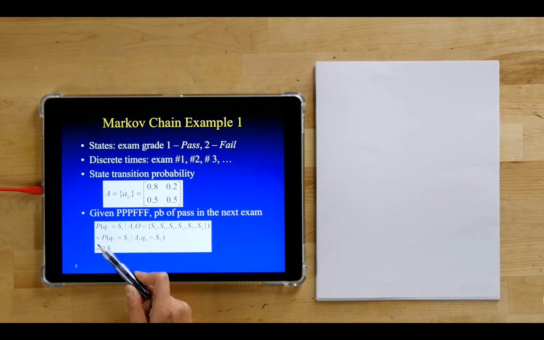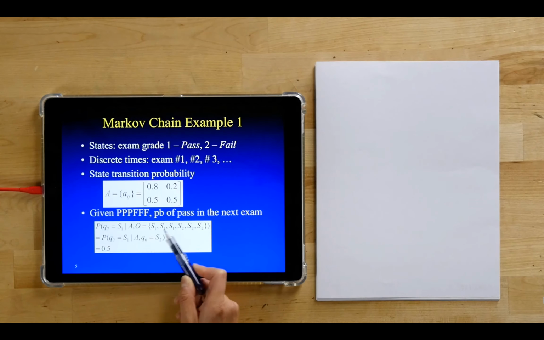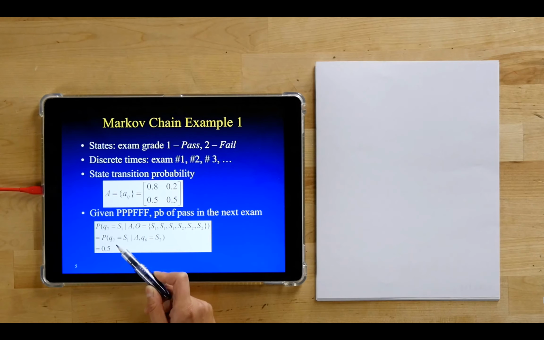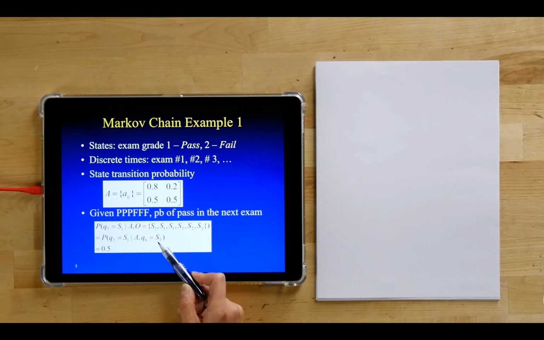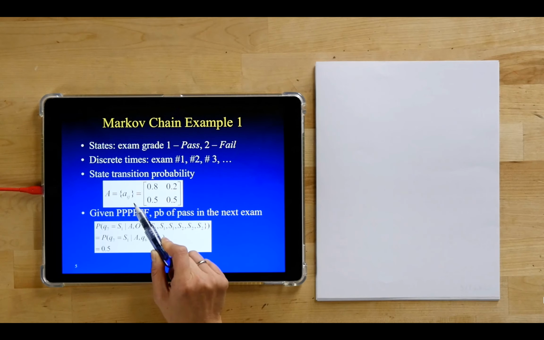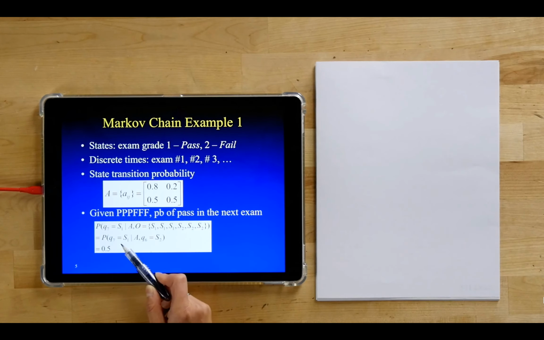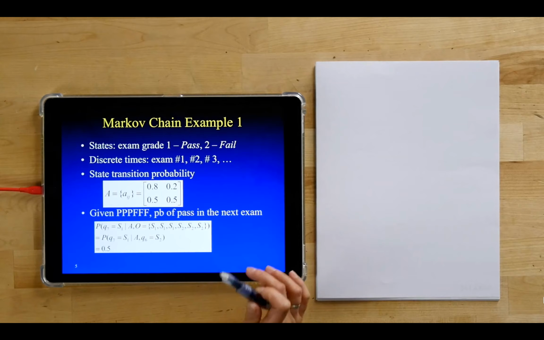If this is a discrete Markov chain, it would mean that it doesn't matter what the student did early on; the chance that they will pass the next exam will only depend on the previous exam, in which case the student failed. And so we look up the transition matrix. We say, okay, if on the previous exam the student failed, they have a 50-50 chance of passing or failing. Therefore, the chance that they will pass is 50%. So that's the first example.